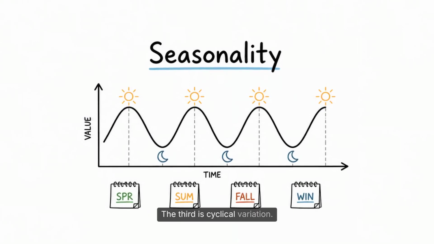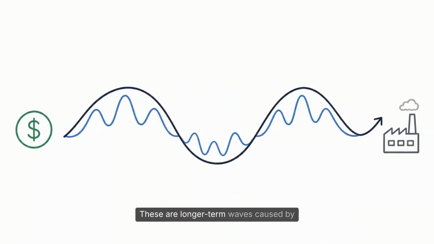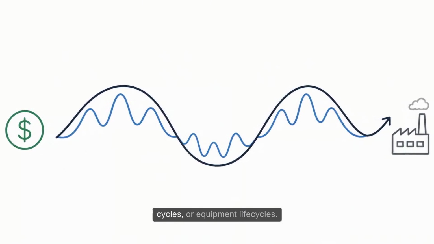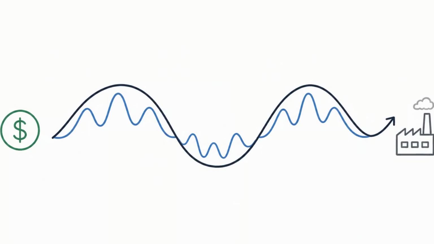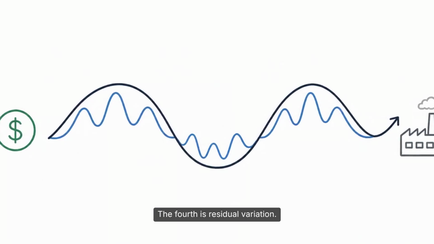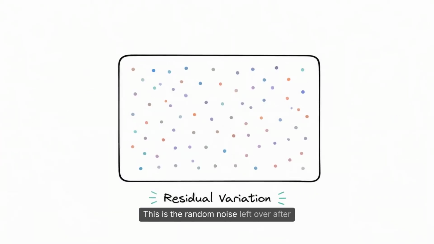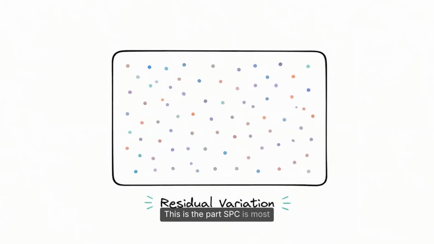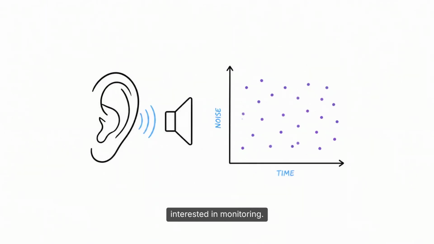The third is cyclical variation. These are longer-term waves caused by factors such as economic conditions, business cycles, or equipment life cycles. The fourth is residual variation. This is the random noise left over after everything else has been removed. This is the part SPC is most interested in monitoring.